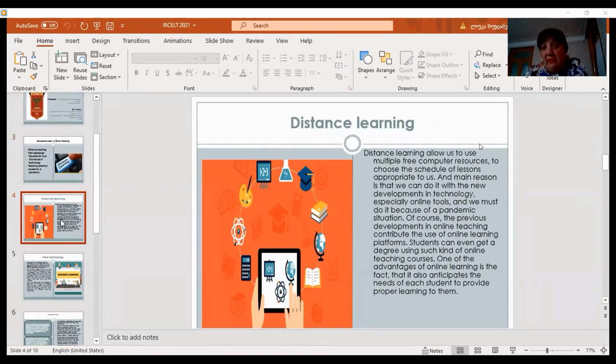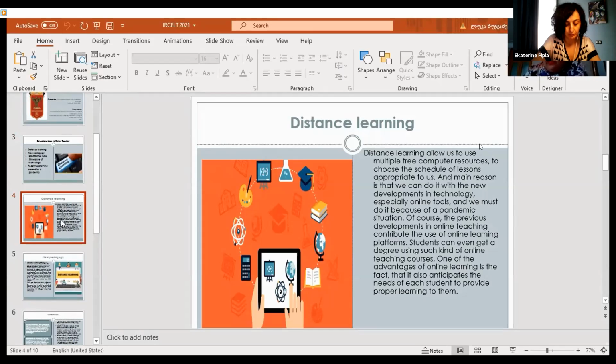Of course, the previous developments in online teaching contribute to the use of online learning platforms. Students can even get a degree using such online teaching courses. One of the advantages of online learning is the fact that it also anticipates the needs of each student to provide proper learning to them.